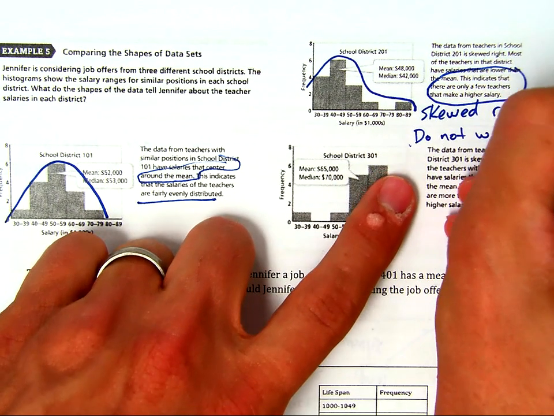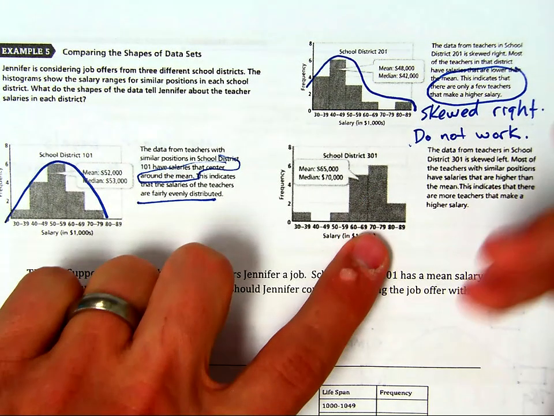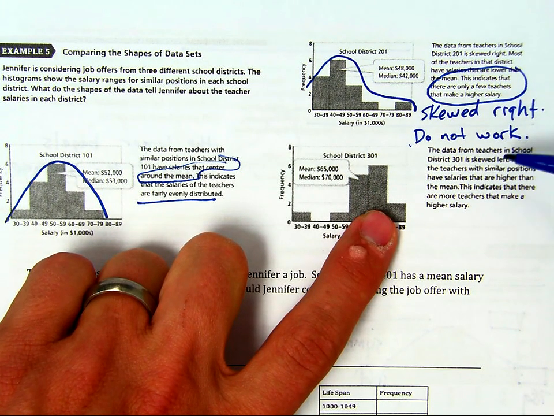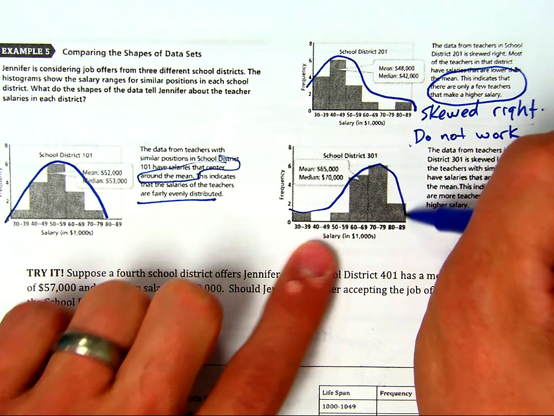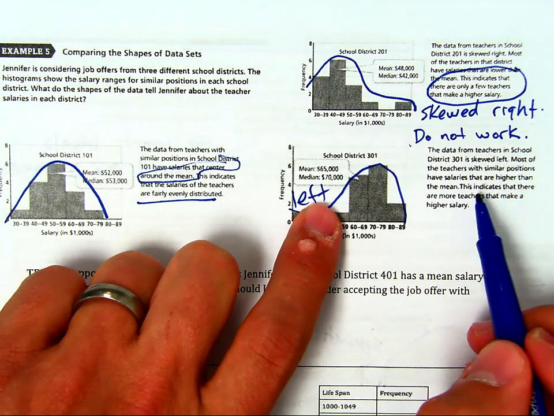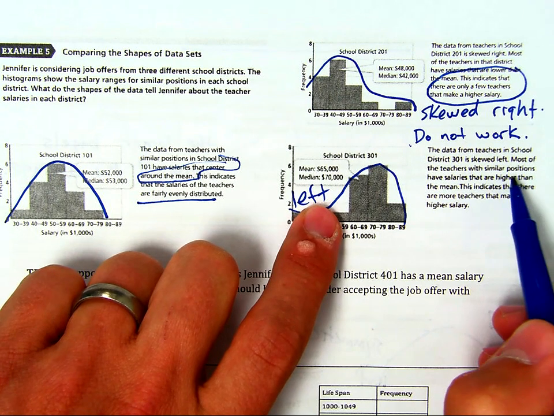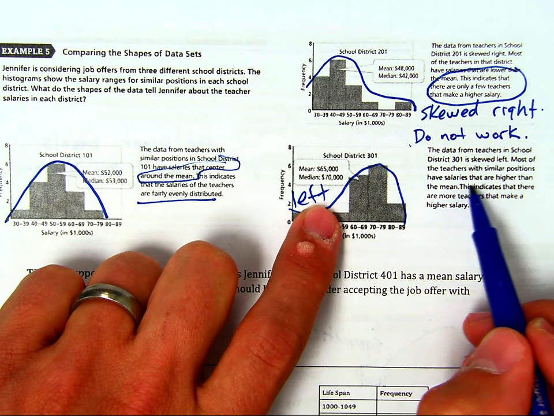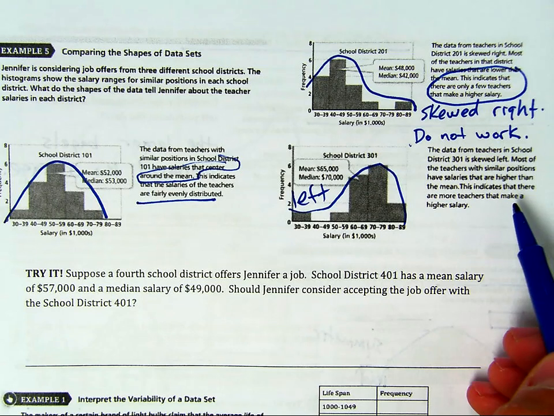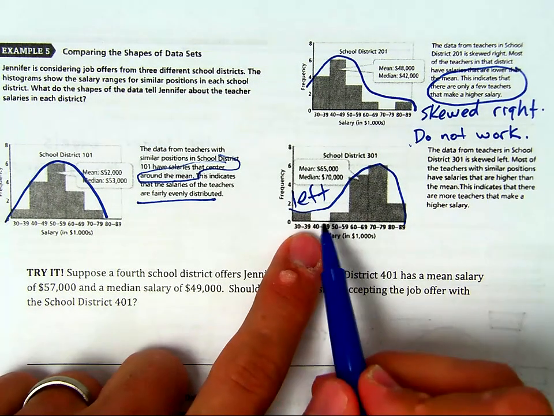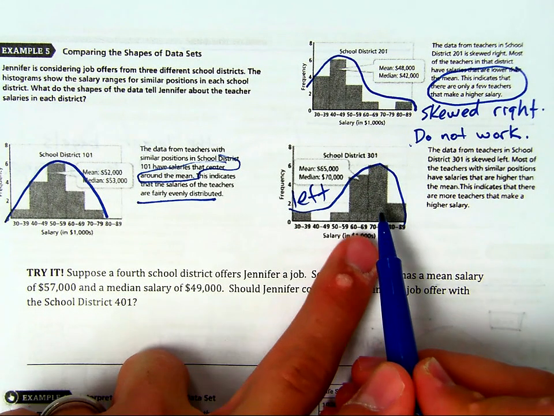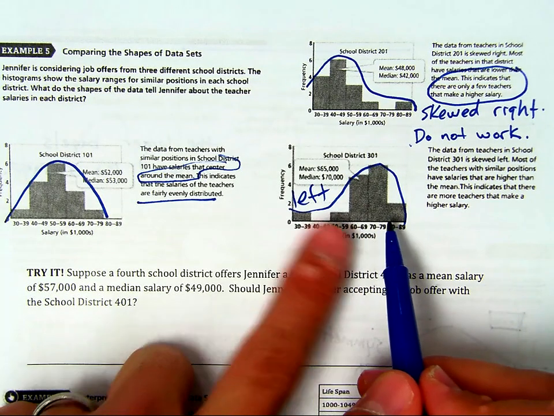Okay, and here the data from teachers in school district 301 is skewed to the left. Okay, so we can say it's skewed left. And most of the teachers with similar positions have salaries that are higher than the mean. This indicates that there are more teachers that make a higher salary. So this one might be where the new teachers make less, but as you get experience, they make more and more. So she may want to work here or may want to work here, but this one may not be as good.